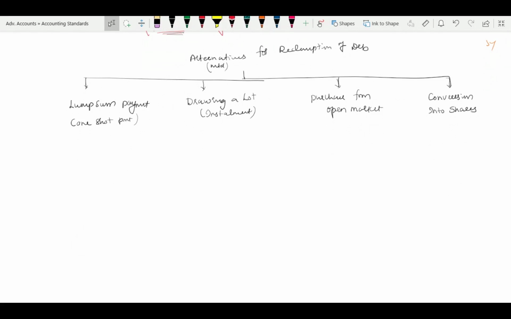Second one is drawing a lot, which means batch by batch. Suppose a debenture investment value is 5 lakh and the holding period is 5 years, and it is said that every year it will be redeemed in 5 equal installments. That is 5 lakh divided by 5, so every installment is 1 lakh. That means every year 1 lakh will be redeemed.